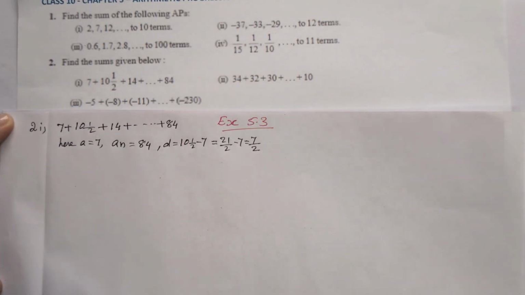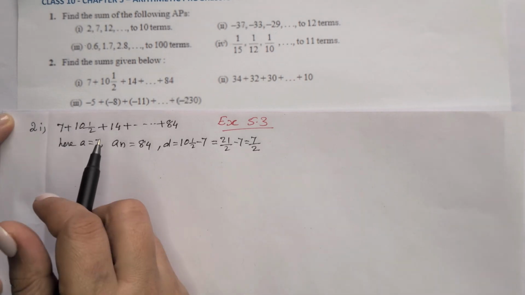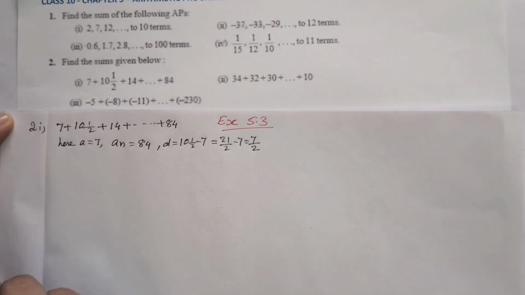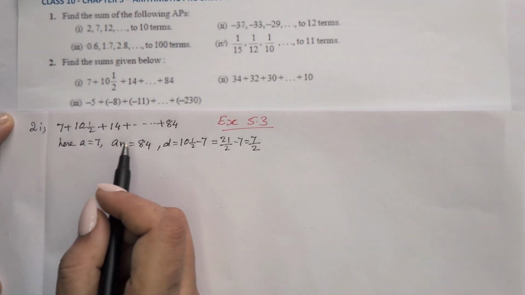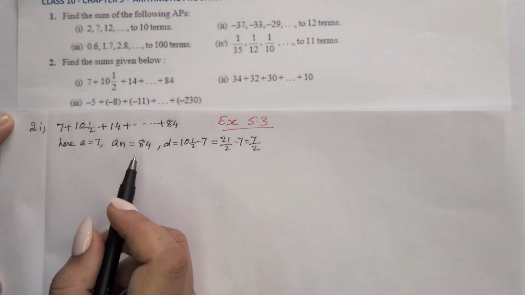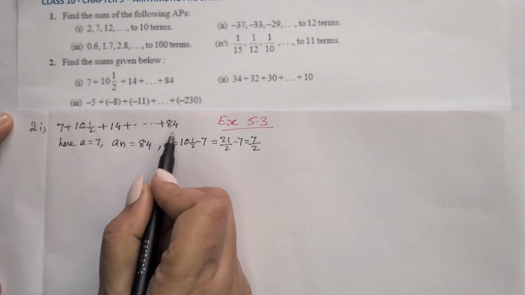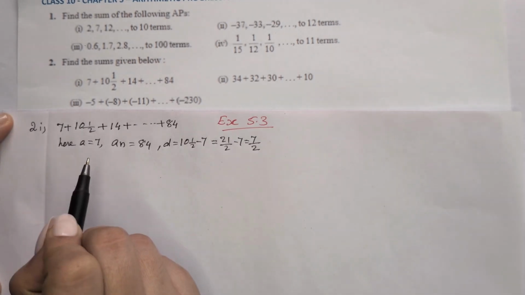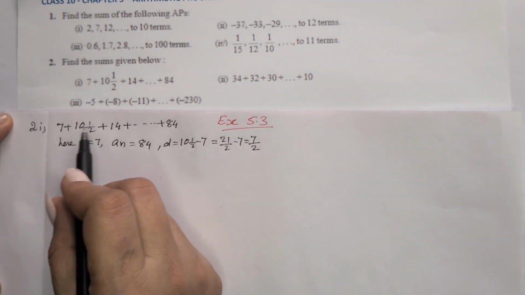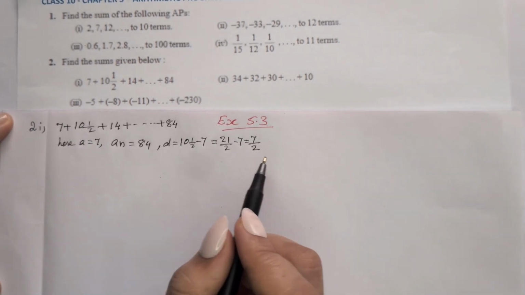Second question, find the sums. They are given below: 7 plus 10 and a half plus 14 plus etc., up to 84. So here a is equal to 7 and the last term is given, that is an is equal to 84. Common difference, second term minus first term, that is 7 by 2.